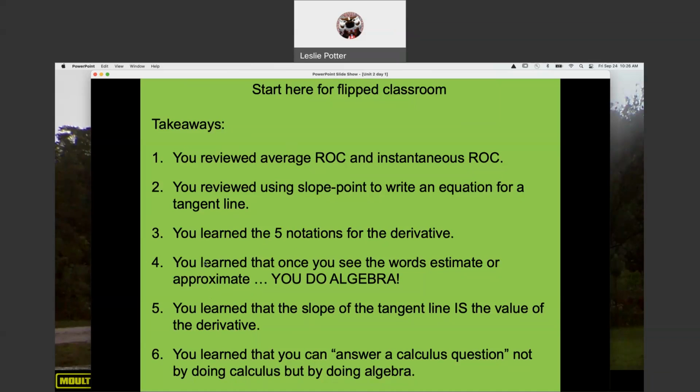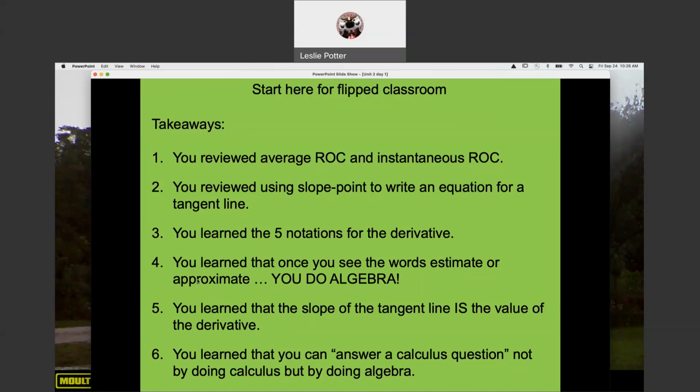You learned that once you see the words estimate or approximate, we do algebra. Right? If we say approximate the slope of the tangent line, it doesn't want you to do any calculus. It'll probably give you a picture with a tangent line, and you can do a nice rise over run, or it'll probably give you a table with a bunch of points, and you can just do a nice rise over run.